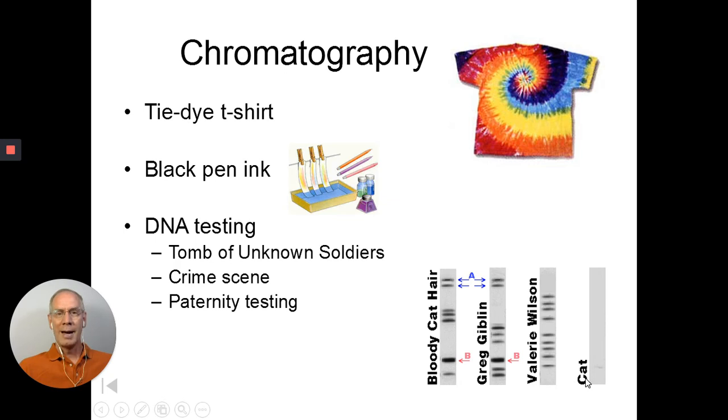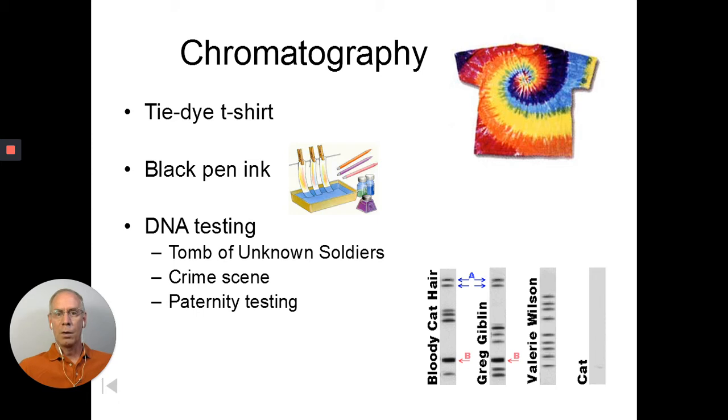And then we run the cat's DNA. So here's the cat's DNA, at least the relevant part on the chromatography. Here's Valerie Wilson's, here's Greg Giblin's, and here's the bloody cat hair. Now, if you're the expert looking at the bloody cat hair, Greg's DNA, and Valerie's DNA, who would you say did the crime? Well, it looks to me like there's a real strong one here that matches, and these two bands match, and nothing else matches for Valerie, so I think Greg is the one who killed the cat.